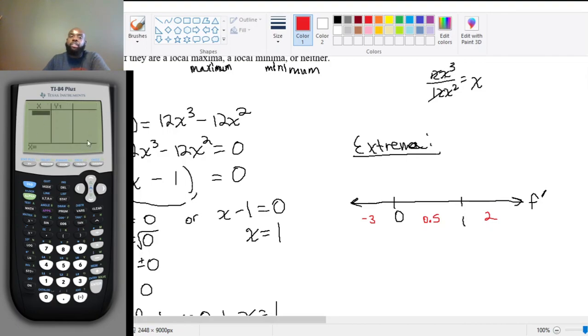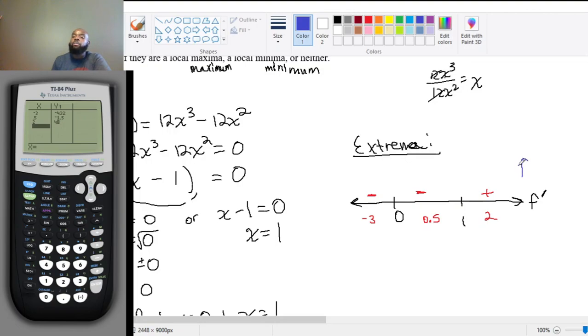It's going to allow me to enter some x values so that I can see what my y values are, right? So if I plug in -3 and press enter, I get -432. All I care is that it's negative. I'm going to put 0.5 in there, press enter, and get -1.5. All I care about is whether it's positive or negative. And I'm going to put 2 in there, press enter, and I get a positive, right? And so I'm going to translate that to my number line. So let's put the negative there, and the positive there.